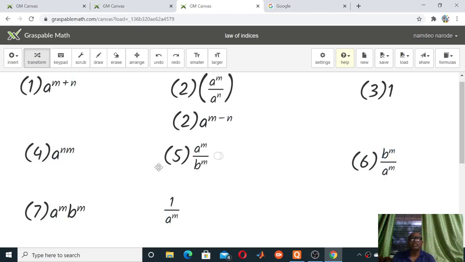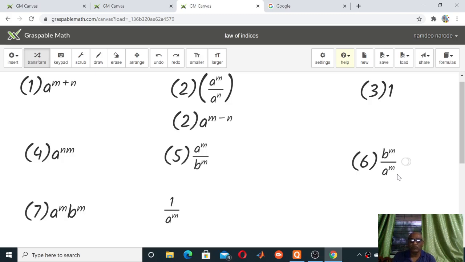That is, by this rule, b upon a raised to m. That means if we want to change the sign of the index, then if it is on the numerator position, take it to the denominator position, and if it is on the denominator position, take it to the numerator position. While when we change the position of the number, the sign of the index will change.